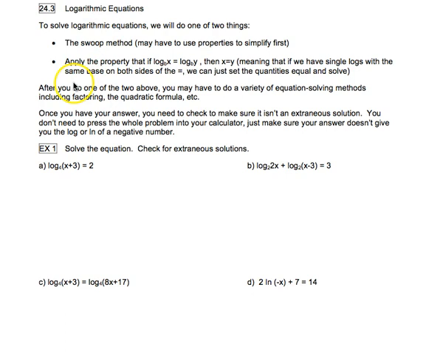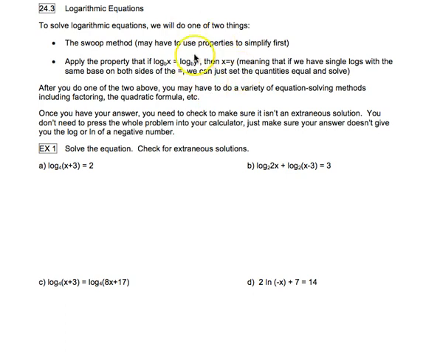So the two main ones that we're going to use to actually solve and get our variable alone are the swoop method and the property that if two logs with equal bases are equal to each other, then that means that their inputs have to be equal to each other. The reason that this statement is true is because these are both log base b. And if these two same based logs are equal to each other, then those inputs had to be equal. So x would have to be equal to y.